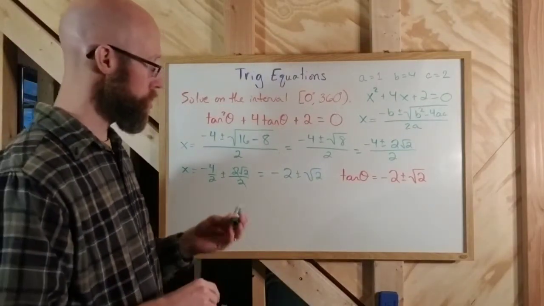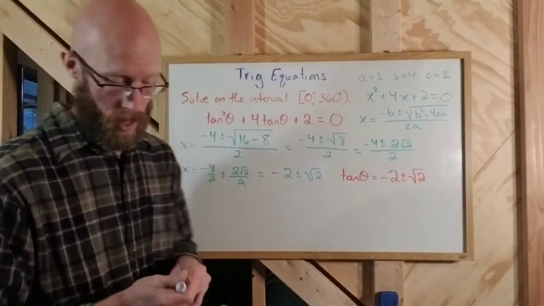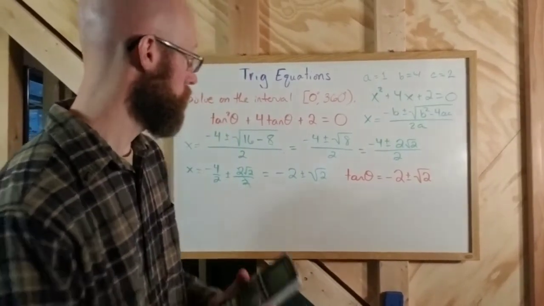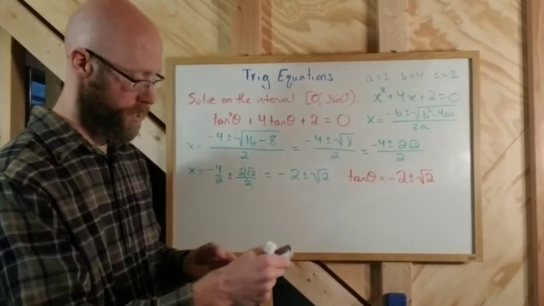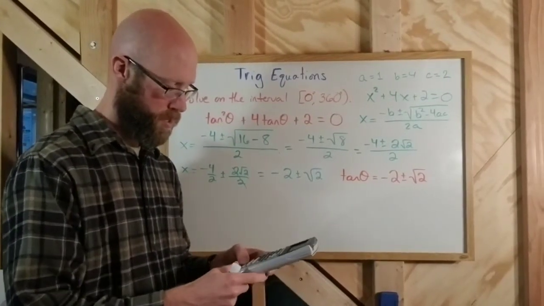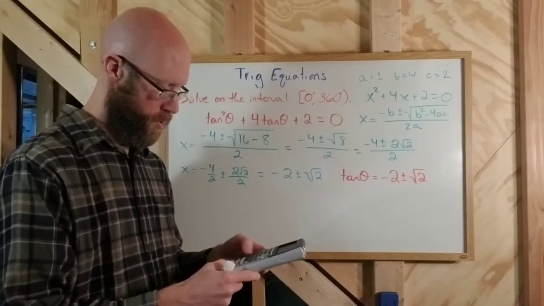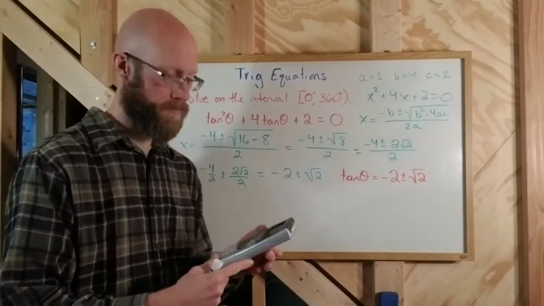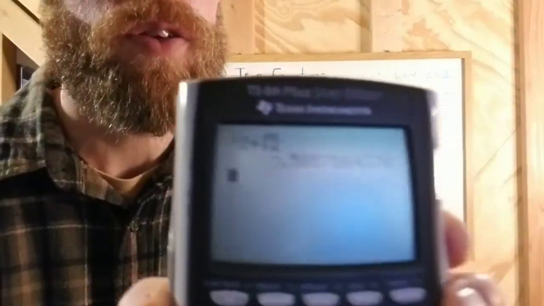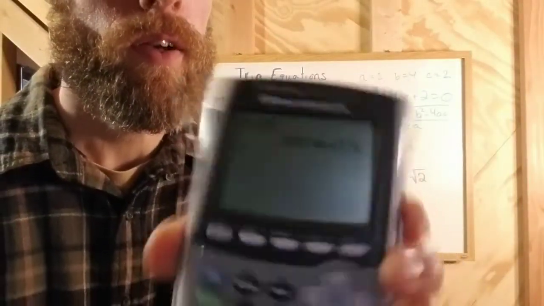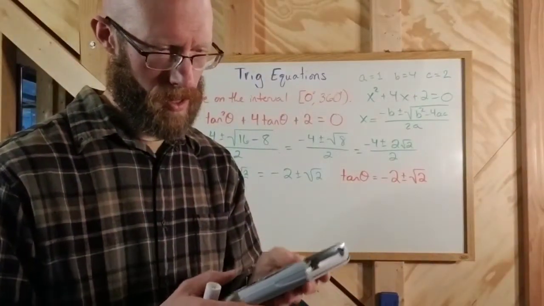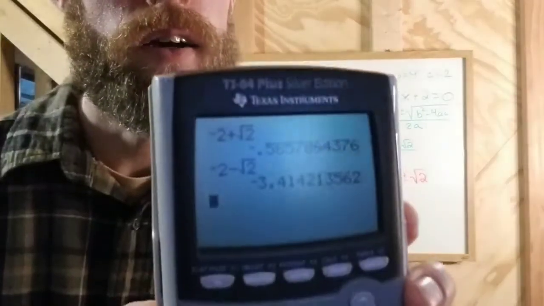Okay, so I'll go to the calculator real quick, and I'm going to use a different color just to separate this off. So negative 2 plus the square root of 2, we'll take them one at a time. Negative 2 plus the square root of 2 is right there. And negative 2 minus the square root of 2, I'll do them separate. Could have done them both and then showed you. There it is.